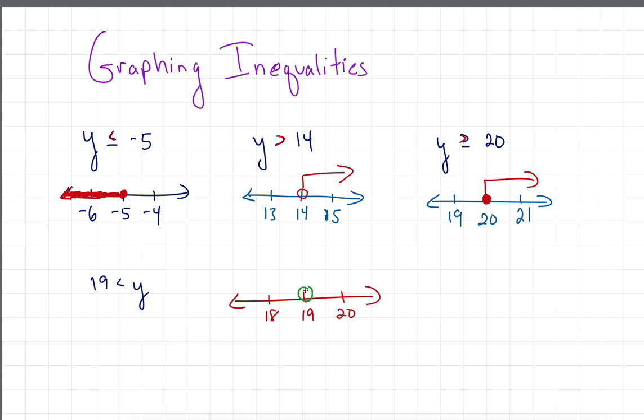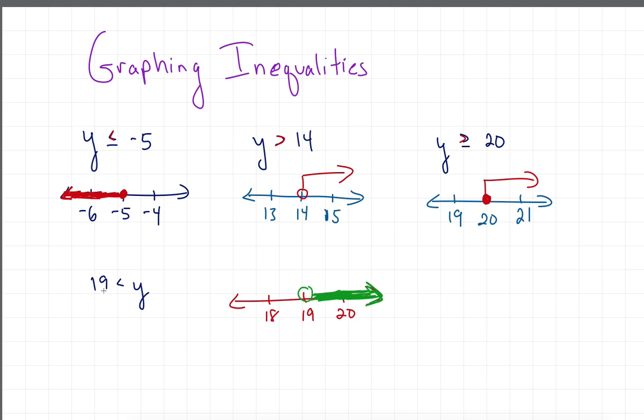This looks kind of funny here, because usually you'll see the variables first, but 19 is less than y. You have to look at that in reverse and think, that means y must be greater than 19. If y must be greater than 19, then on this number line, all of the numbers to the right of the 19 are the ones that are greater than it. So we're filling the line this way. You have to be careful with that.